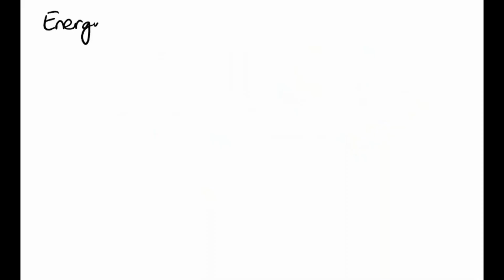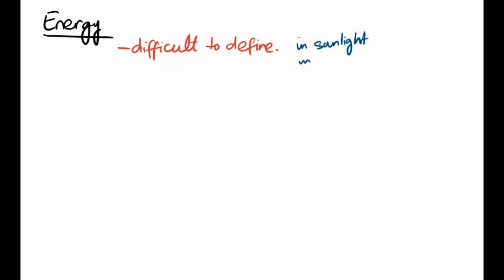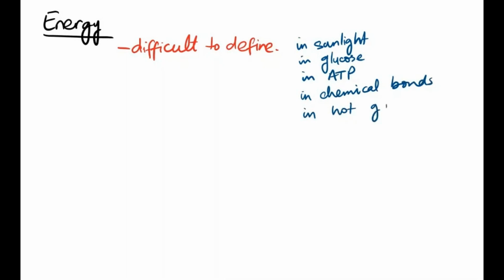So let's take a look at what is energy. Now, if we try to define or understand what energy means, it's kind of difficult to define it. But we have already heard this word before in biology and chemistry classes in the form of sunlight, glucose, ATP, chemical bonds, or in hot gases. So we're already familiar with this word, but it's hard to define what it actually means.